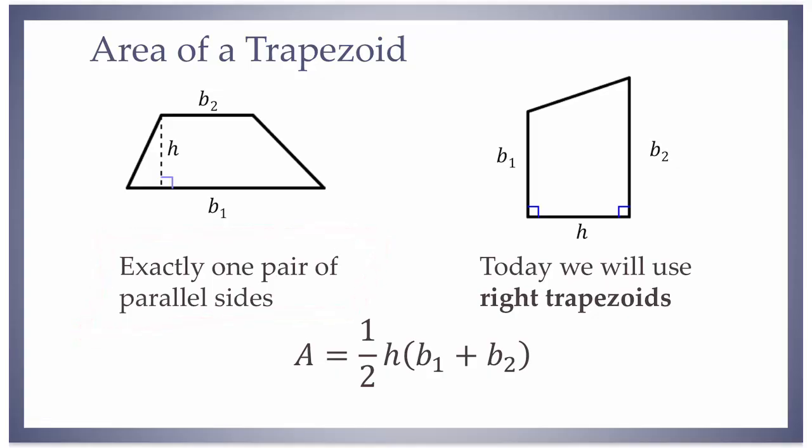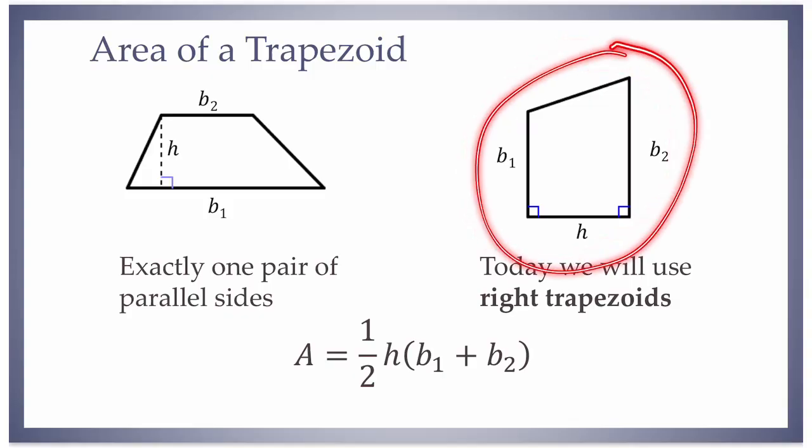Some people and some textbooks would argue that a trapezoid just has one pair of parallel sides, or at least one, or exactly one. It really depends on your textbook, but we're going to go with the fact that we have one pair of parallel sides, and of course you have the height, which is the distance between the two bases. Now, our trapezoids today are going to be right trapezoids, maybe sitting on their side.